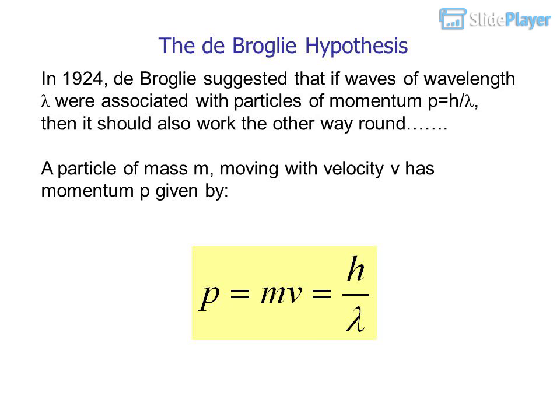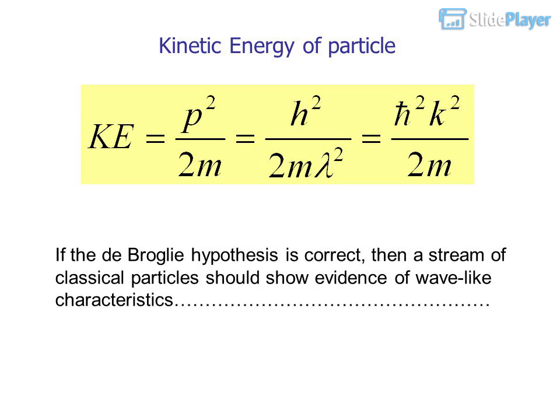In 1924, de Broglie suggested that if waves of wavelength lambda were associated with particles of momentum p equals h/lambda, then it should also work the other way round. A particle of mass m, moving with velocity v has momentum p, given by the kinetic energy of the particle. If the de Broglie hypothesis is correct, then a stream of classical particles should show evidence of wave-like characteristics.